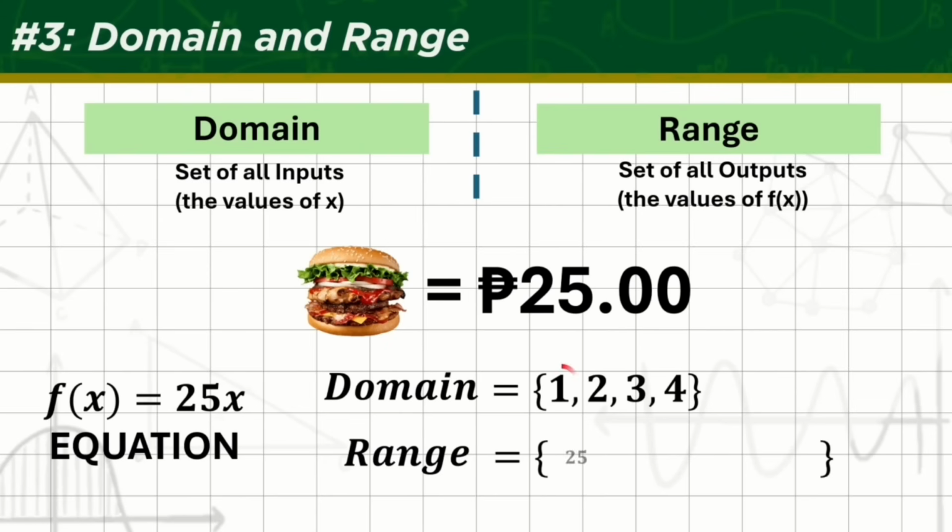For 1 burger, that is equal to 25. For 2 burgers, 50 pesos. 3 burgers, 75 pesos. And 4 burgers, 100 pesos. That gives us a range of 25, 50, 75, and 100. Simple, right? One input, one clear output. That's a function.